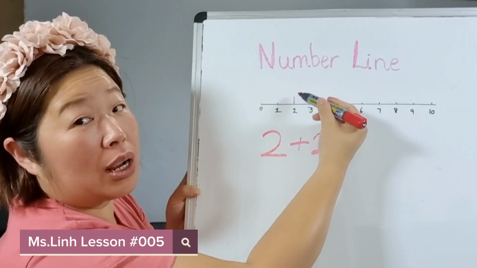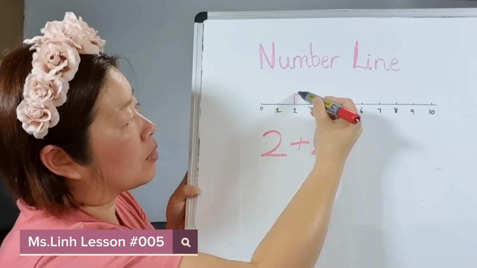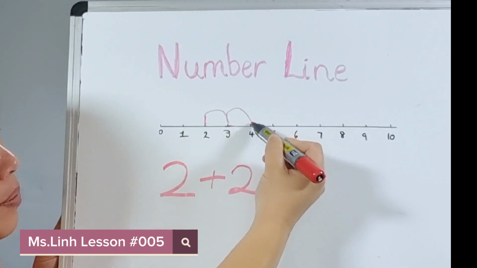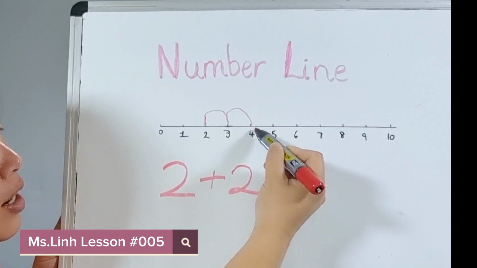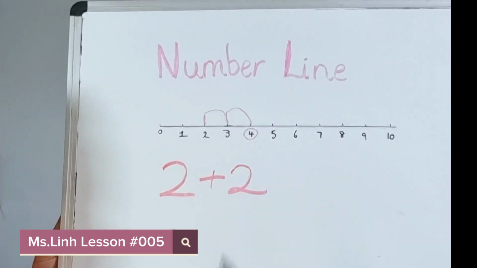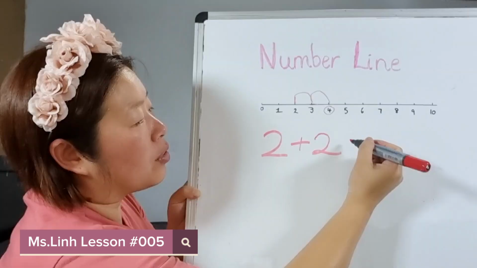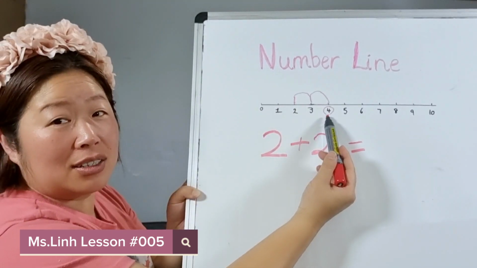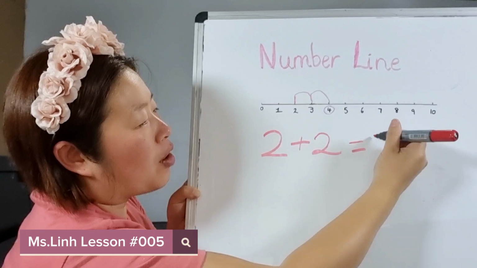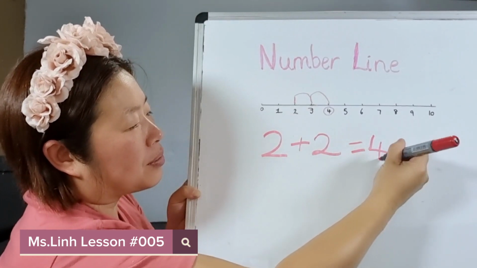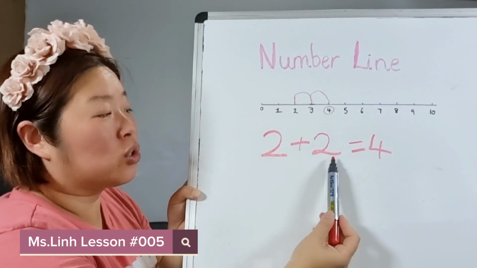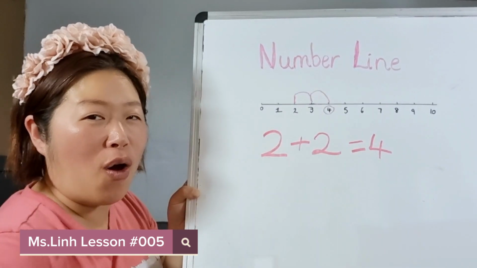So we're going to move. I'm going to draw like this. This is how you draw it. 1 step, 2 step. And it lands on number 4. So I'm going to write equals. What number did I land on? 4. So I'm going to write 4. So 2 plus 2 equals 4.